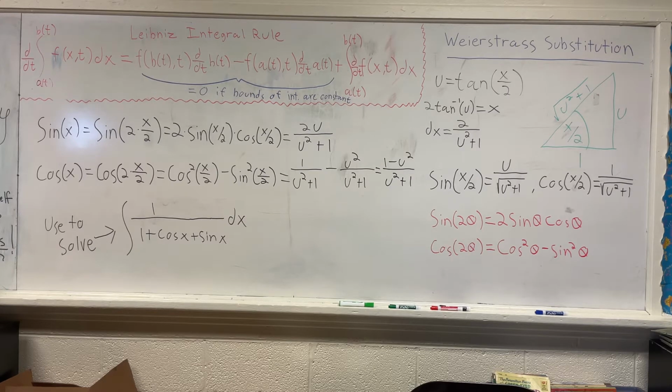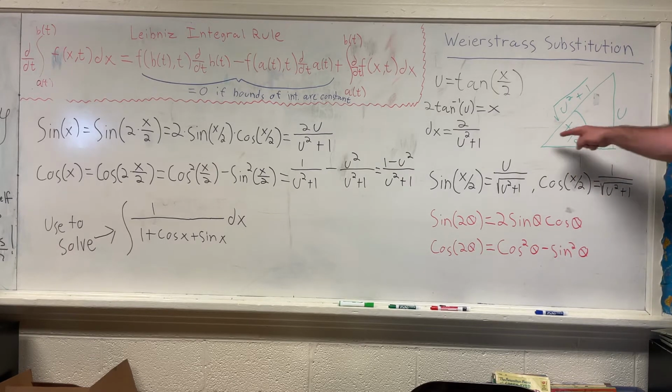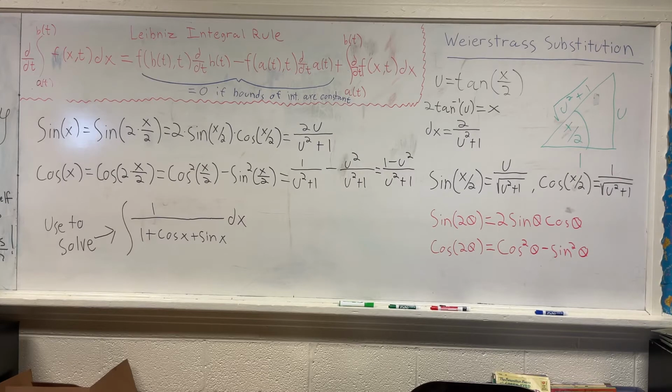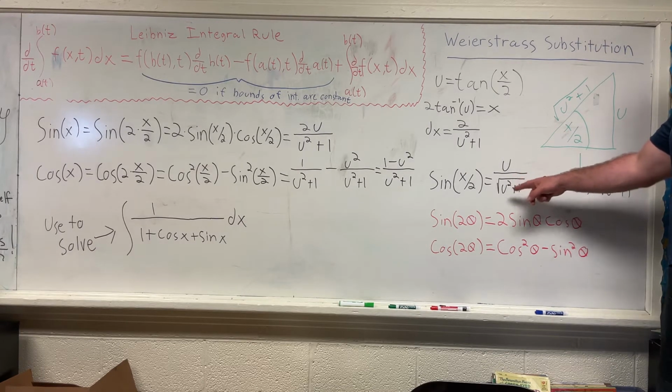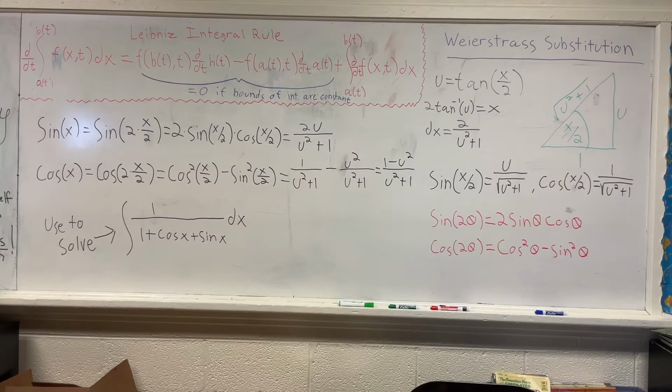Okay, so now, since we have this triangle based on the fact that the tangent of x over 2 is equal to u, we can come to the fact that sine of x over 2 is equal to u over the square root of u squared plus 1, and that the cosine of x over 2 is equal to 1 over the square root of u squared plus 1. And I hope that's easy for you to see right there.